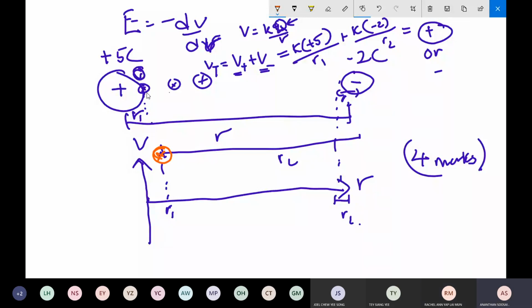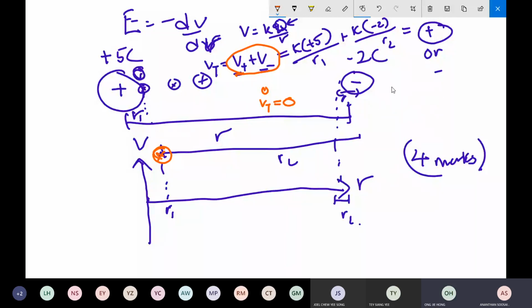Tell me, throughout these points, can V total become 0? What I mean is, can V positive plus V negative lead to 0? That means V positive is the same as V negative. Can that happen in between them or not?